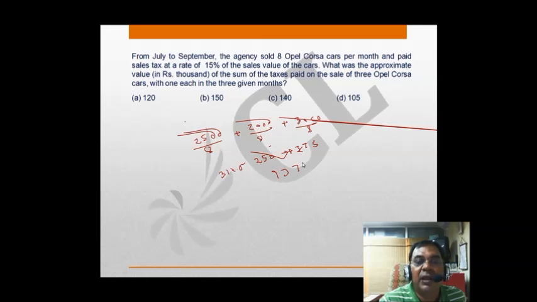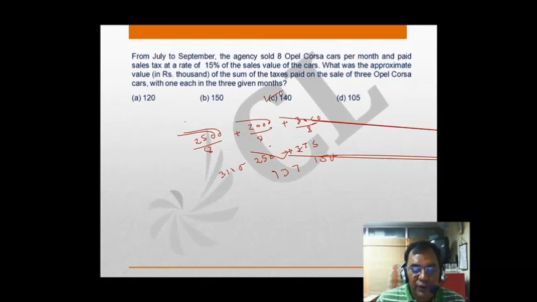937, 15%. Oh, 93. The answer will be 140. I'm sure you must have got it. I just calculated the price of each for one car each. I calculated their individual price, added 15%, and I've got the answer.